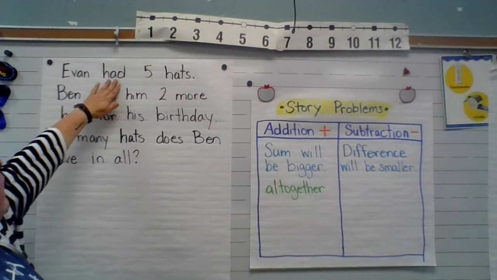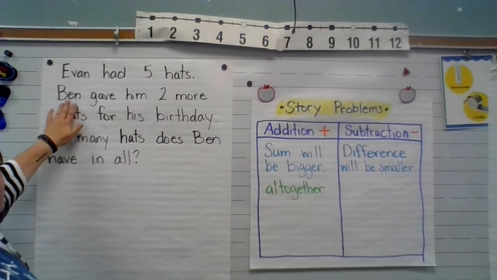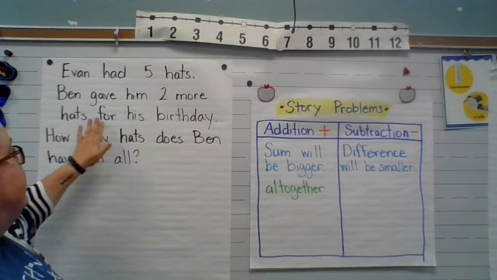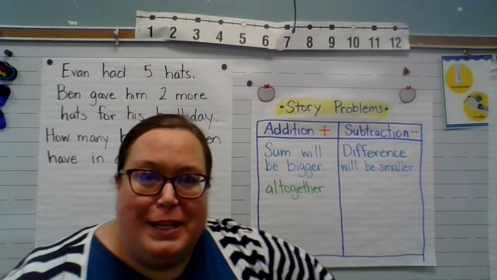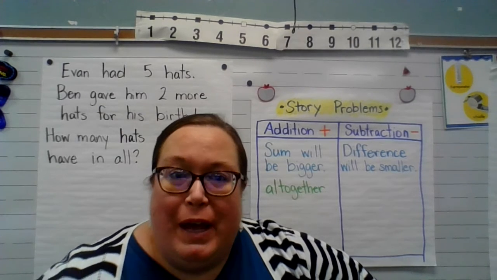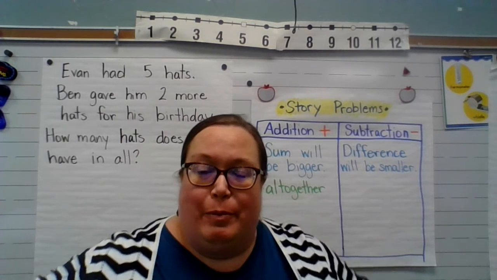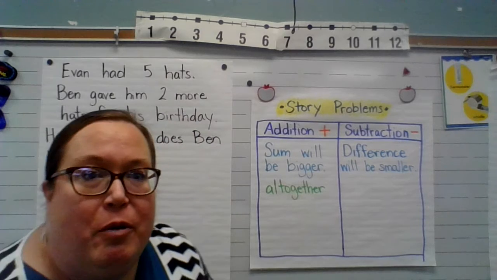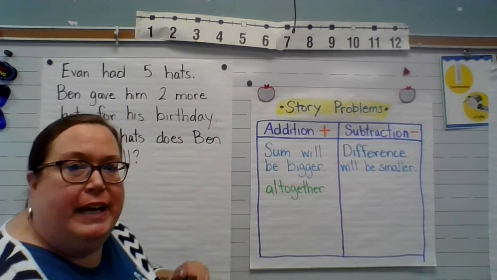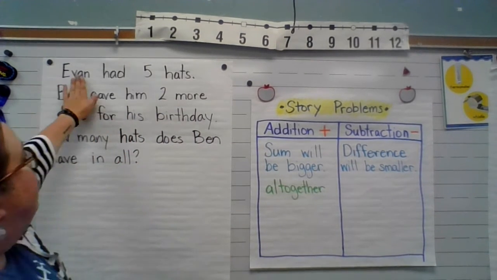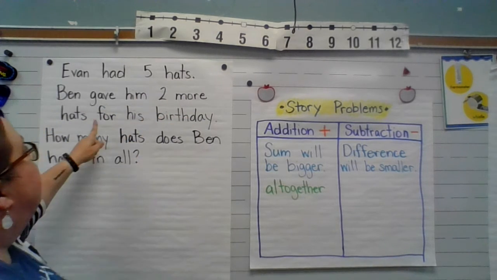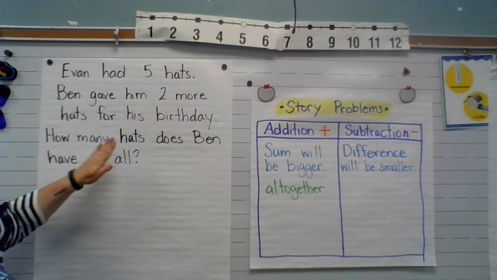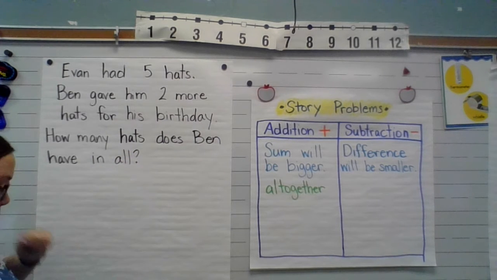Evan had 5 hats. Ben gave him 2 more hats for his birthday. Do you know those names? We have 2 more of those names, that people that we know. So Evan and Ben, you're our celebrities for the day. You're in our story problem. Evan had 5 hats. Ben gave him 2 more hats for his birthday. How many hats does Evan have in all?